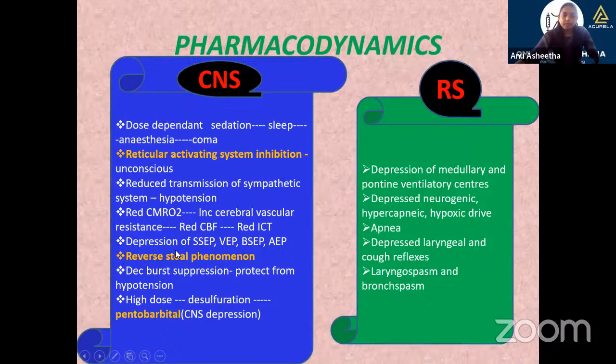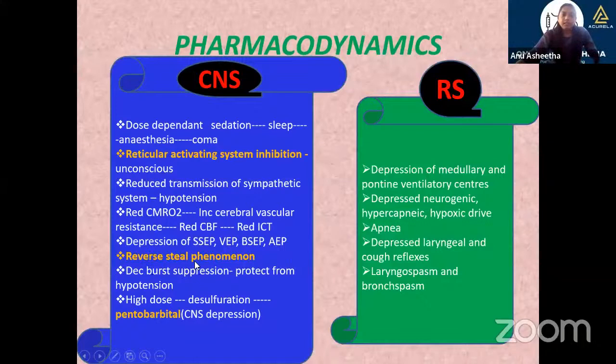This is the mechanism. Then somatosensory evoked potentials, visually evoked potentials, brainstem evoked potentials, and auditory evoked potentials all get suppressed. And the main important thing is the reverse steal phenomenon. Steal phenomenon is a paradoxical effect. That is, blood is diverted from the ischemic areas to the normal areas. This is called the steal phenomenon. Whereas reverse steal phenomenon means from the normal areas, the blood is diverted to the ischemic areas. So this aspect is mainly used for the cerebroprotective property of thiopental.